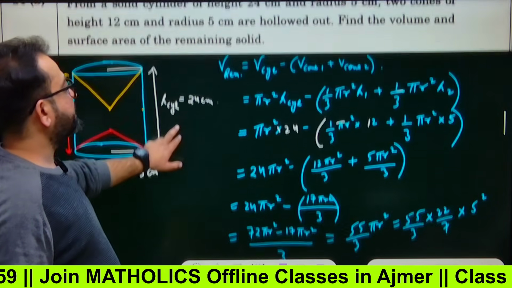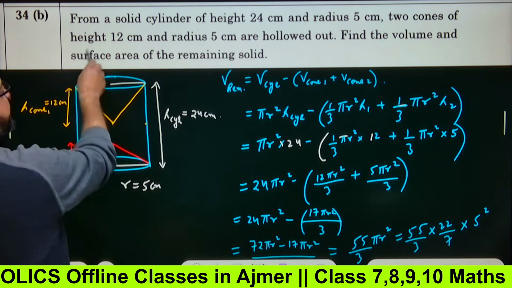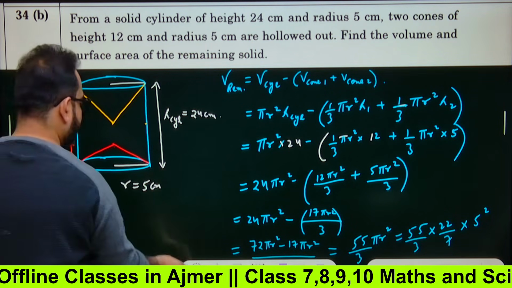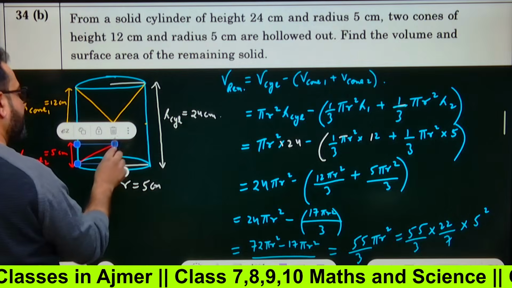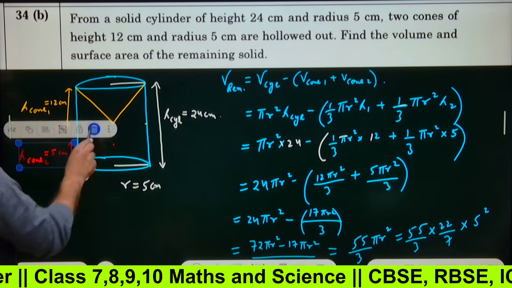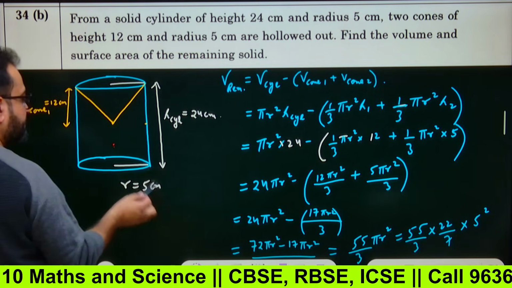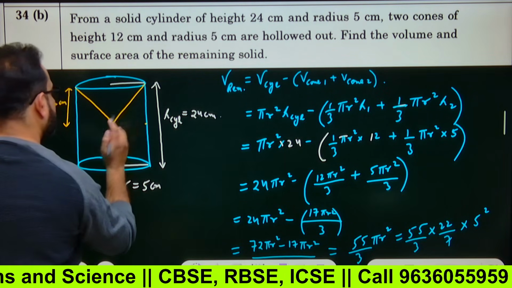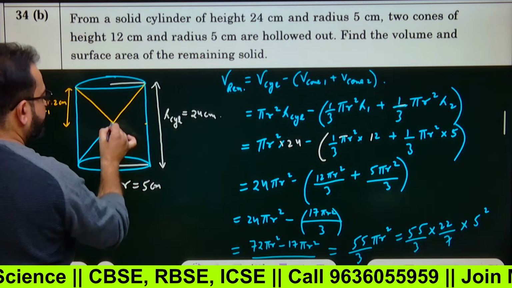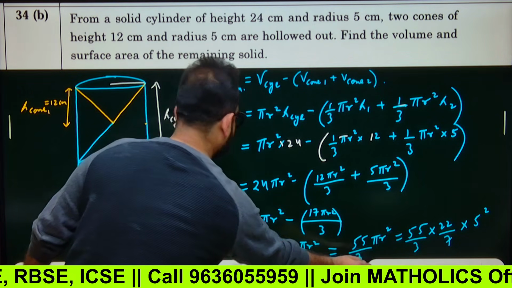If you actually see now what mistake we have done in reading, it is two cones of height 12 centimeter. The height is 12. This is not 5. Radius is given 5. Sorry. I already knew what blunder I was doing. But see, these are the same cones. From the center point we are cutting them. Just we have to change the data. Don't worry.